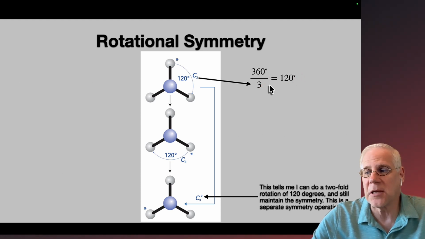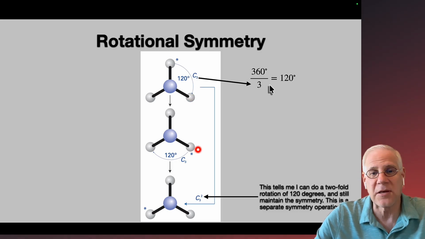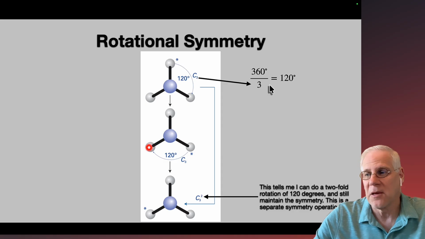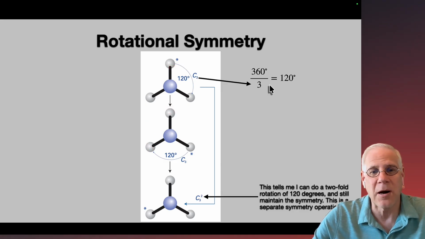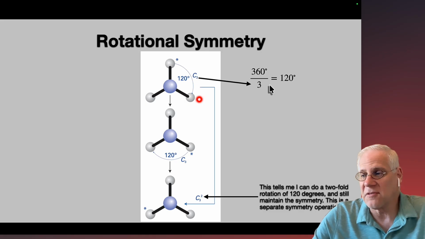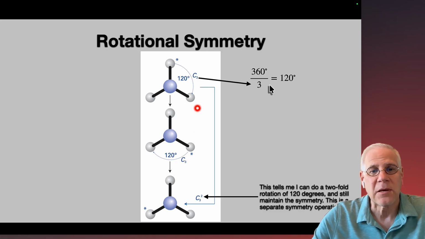So if I rotate my ammonia molecule 120 degrees, I have this hydrogen going right here, as we see here. This hydrogen rotated 120 and went here. And this hydrogen rotated 120 and went back up to the top. Okay, so as we can see, these two pictures here are completely identical.